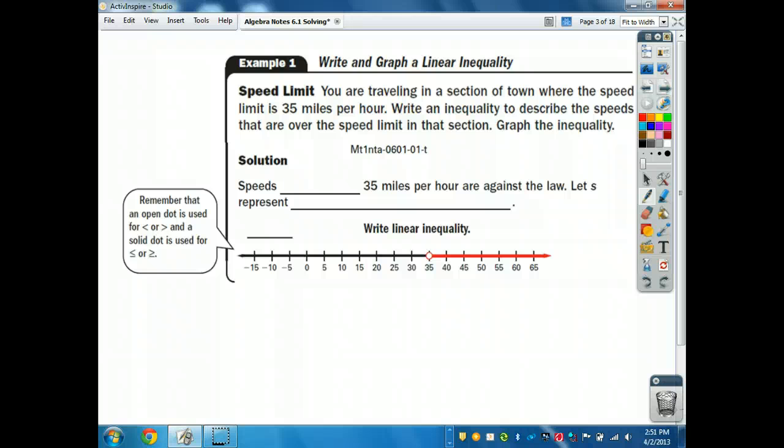Well, it says you're traveling in a section of town where the speed limit is 35 miles per hour. They want us to write an inequality to describe the speeds that are over the speed limit in that section. So I start out with, and you always want your variable on the left side, our x on the left side. And what number are we working with? What's the speed limit? 35. Now, do they want us to include the 35? They want us to say no, speeds that are over the speed limit.